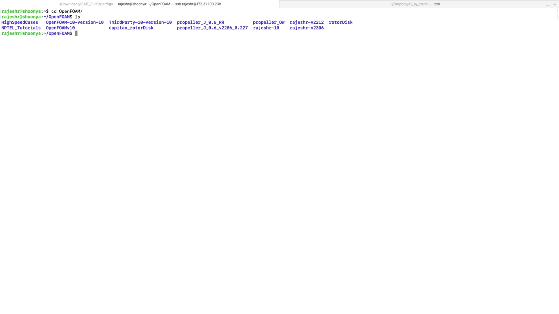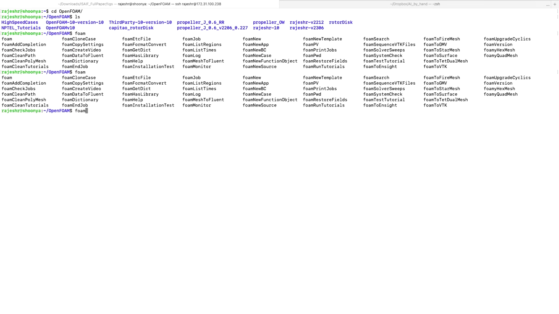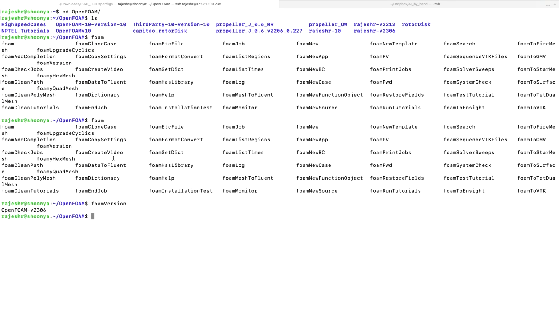OpenFOAM is installed here, and there are multiple versions of OpenFOAM. In fact, OpenFOAM is maintained by at least two different repositories, but there are more versions also. One comes like version 10, version 11, version 12 and so on. Other is like 22.06, 22.12 and so on. So, you can check what version is installed. Right now I am using OpenFOAM version 23.03.